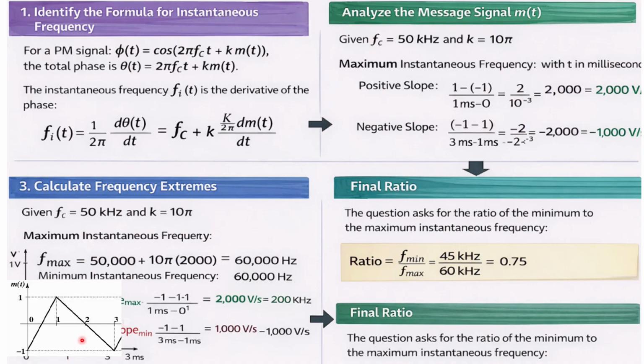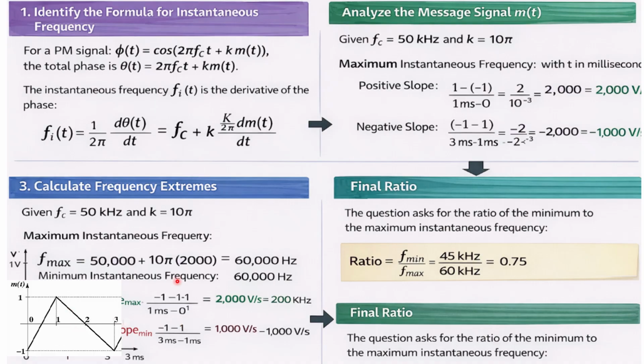In this question itself, the m(t) slope is given. So what will be the maximum? How will you find the slope? We can find the slope as y2 minus y1 divided by x2 minus x1. So what is this y2? That is 1, and y1 is minus 1, divided by 1 minus 0. So we will get that maximum value, that is 2000 volt per second, right?